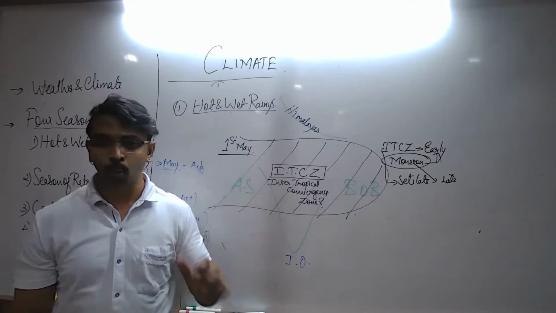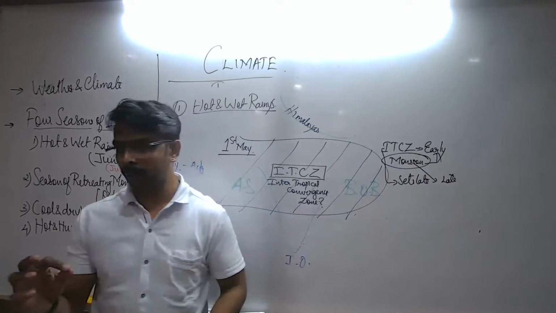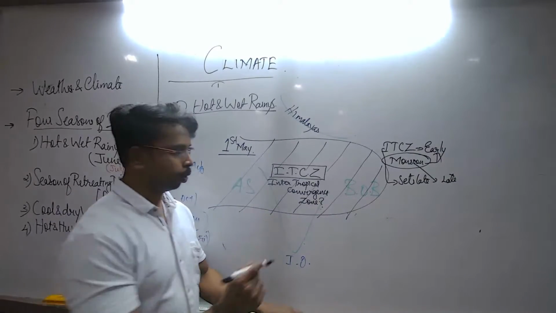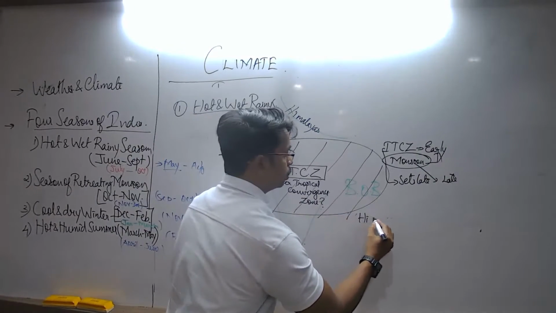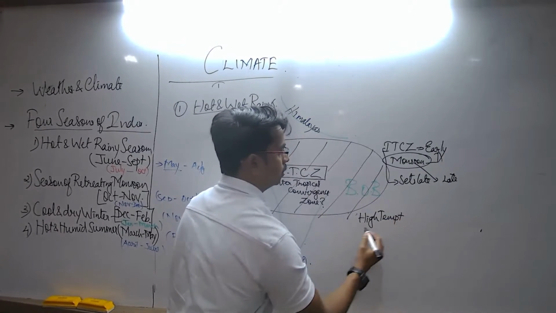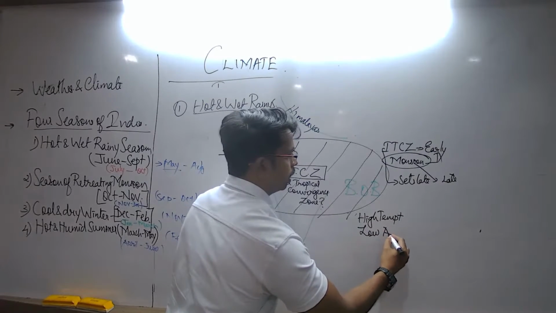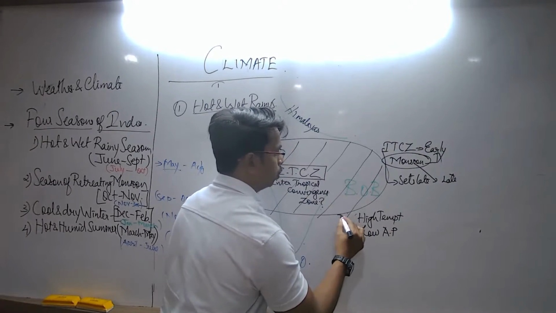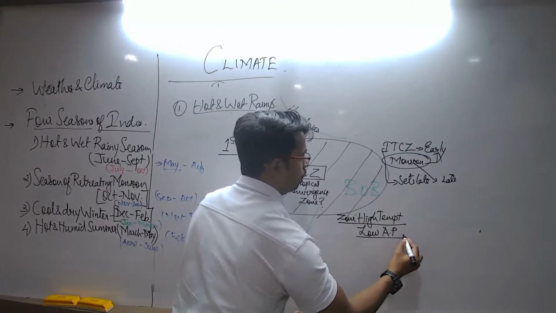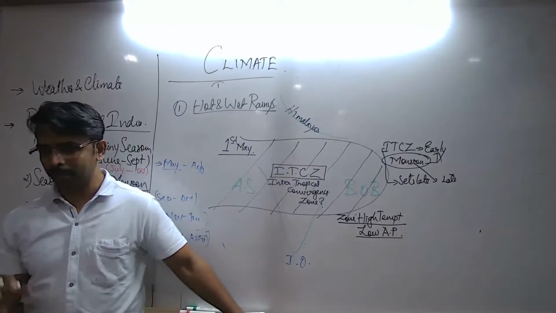Now, if anybody asks you what is ITCZ, besides the short form or full form, what do you say? It is a zone of high temperature. Is the temperature high during this time? Yes. And low atmospheric pressure. I am saying it is a zone of high temperature and low atmospheric pressure. Now put the question in your notebook. What is ITCZ? Below the diagram.